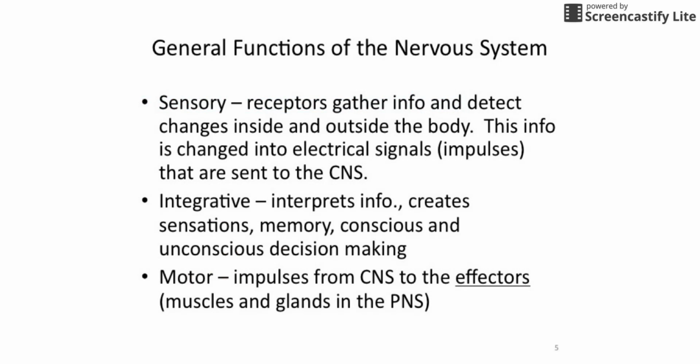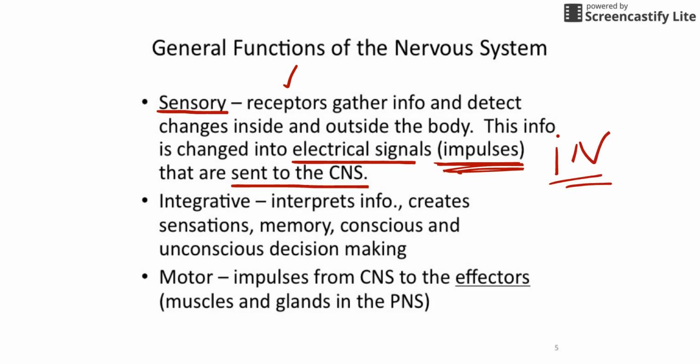Okay, so here are the 3 big functions again, guys. So sensory function. We have receptors, and they're going to gather the info. They're going to detect changes inside and outside the body, like your touch receptors, Merkel receptors, or the receptors in your eye that detect light. And then we're going to have to change this into electrical signals, and we're going to spend a lot of time talking about impulses in this unit, so we'll get to that. We're going to have to transduce whatever it is, whether it be light, pressure, or chemical that you smell or taste, into an electrical signal. And then they're going to send it to the central nervous system. So that's information going into the central nervous system.